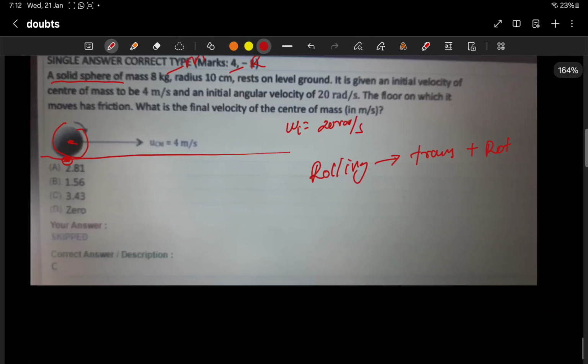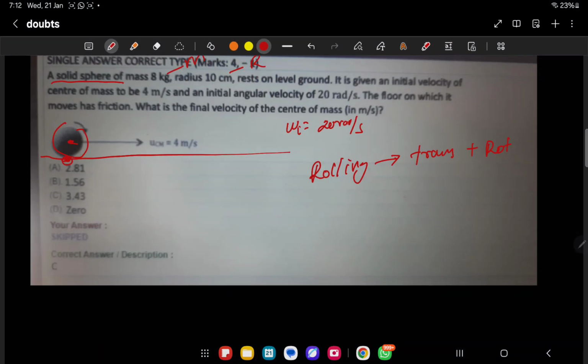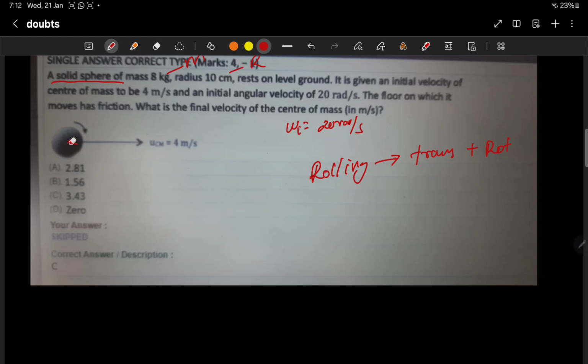Okay, so now we have to find the final velocity of the center of mass. So how to find the final velocity? Here we have to do conservation of angular momentum. Okay, so for conservation of angular momentum, your torque should be equal to 0. Net torque should be equal to 0. Only then conservation of angular momentum is applicable.